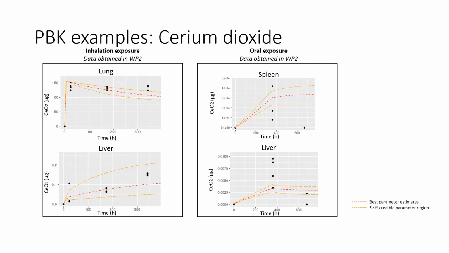There you can see the results we have for cerium dioxide for inhalation exposure and for oral exposure. For inhalation exposure, you can have the lung burden and the liver, and for oral exposure we have data for the spleen and the liver. And the model, using the right parameters, will be able to estimate the retained dose in these different organs.